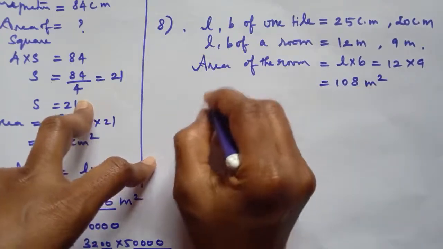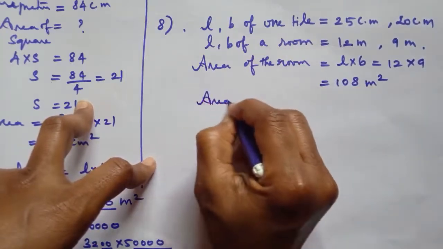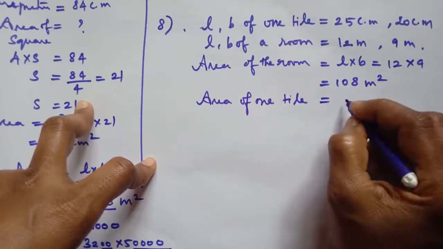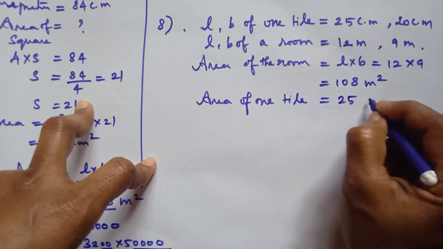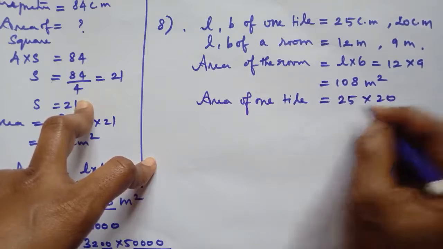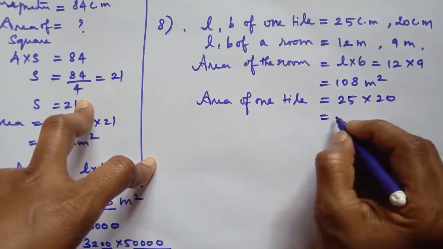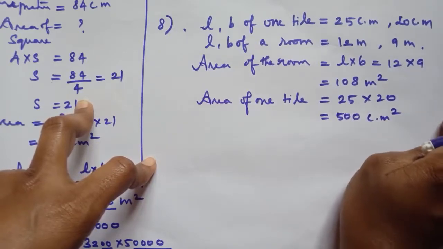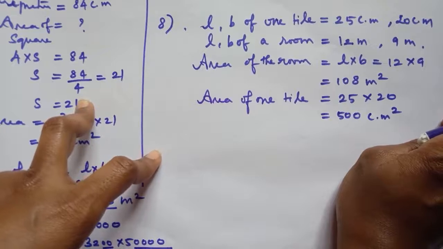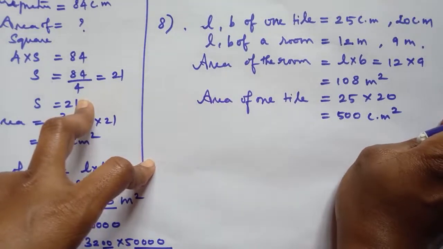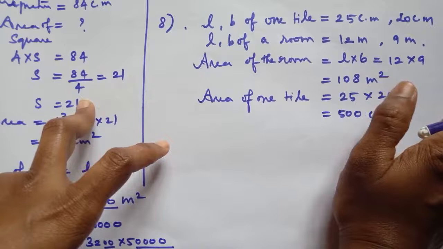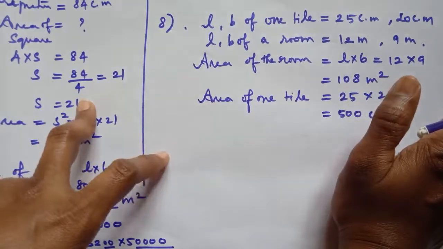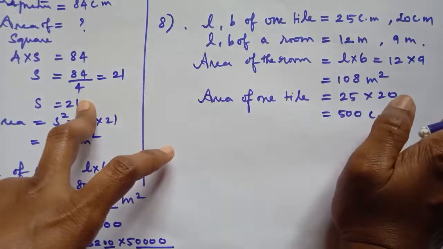Okay, and then area of one tile is equal to 25 into 20. So 25 into 2 is 50, so 500 centimeter square. Students listen, here you should convert it into meter, because area of the room is in square meter. How do you convert it?